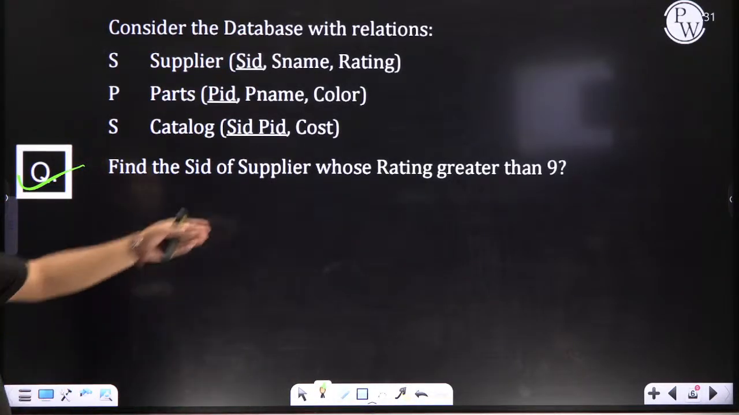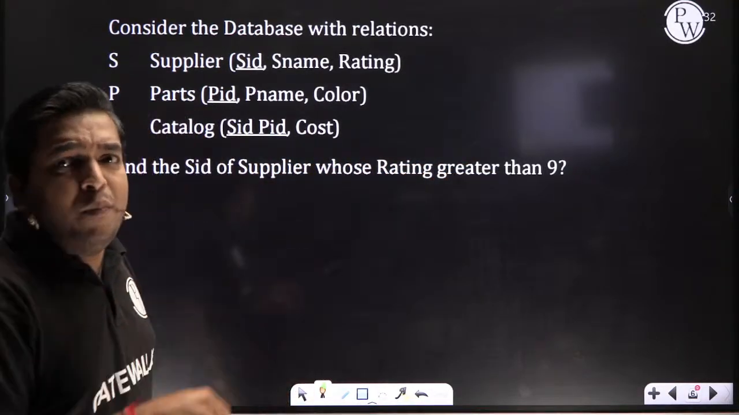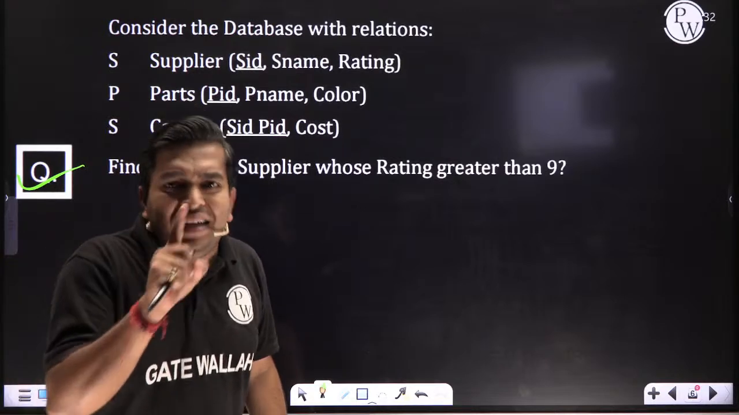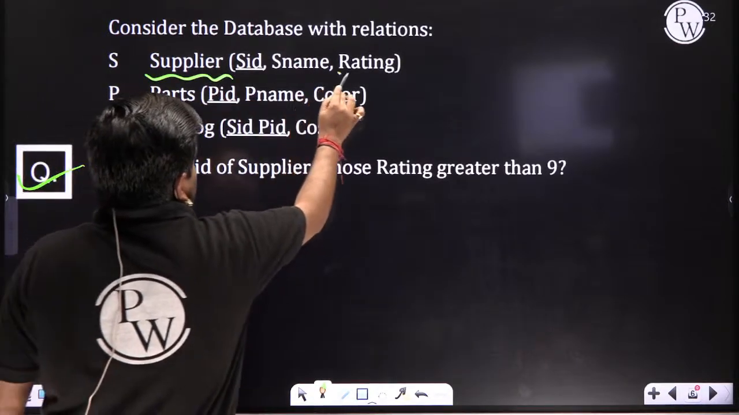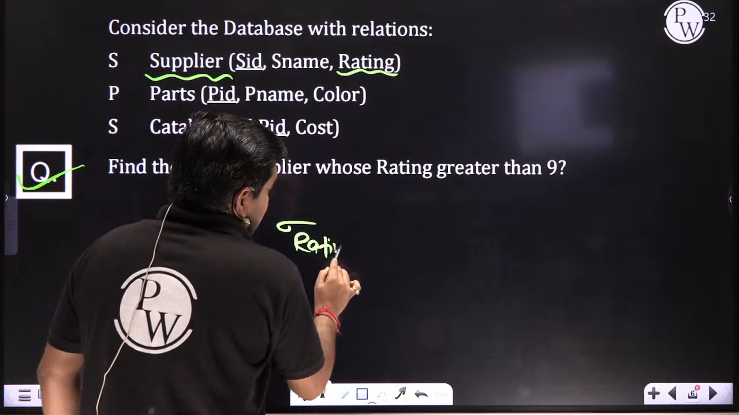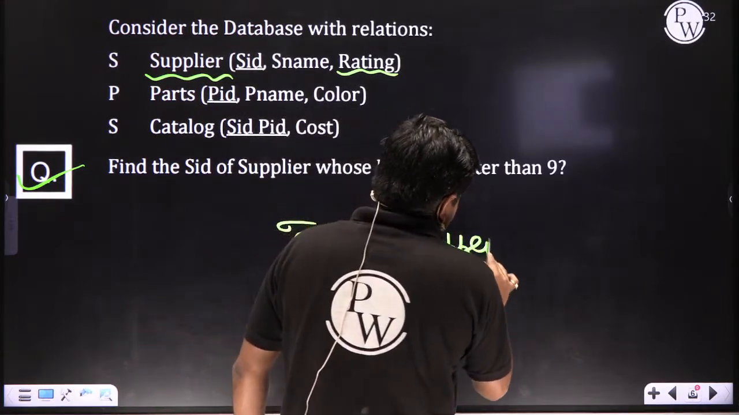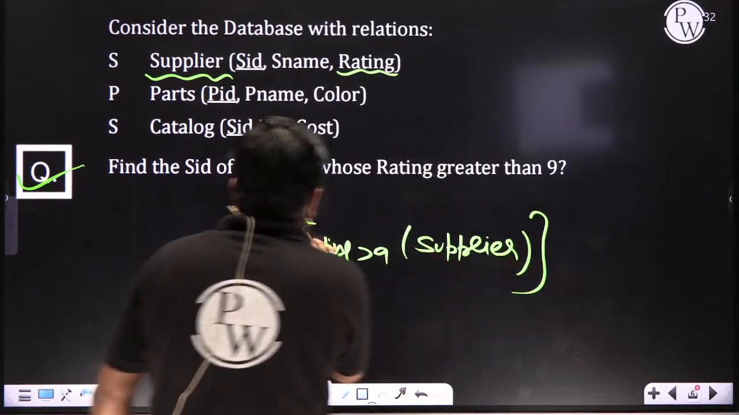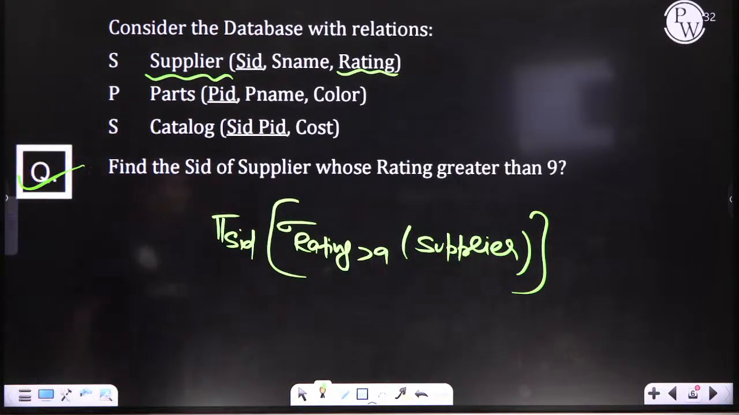Find the SID of suppliers whose rating is greater than 9. How many tables are required? Only one table is required, because SID is present in the supplier table and rating is also available in the supplier table. So you write: rating is greater than 9 from the supplier table, and what you want to find? SID. This thing we have done.